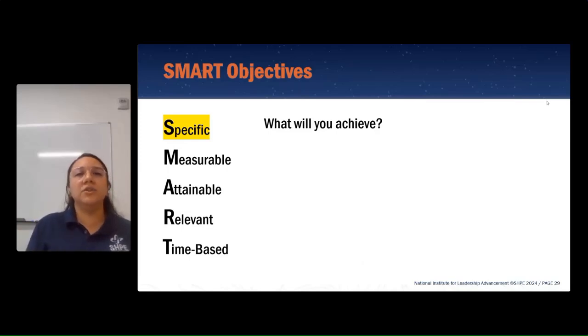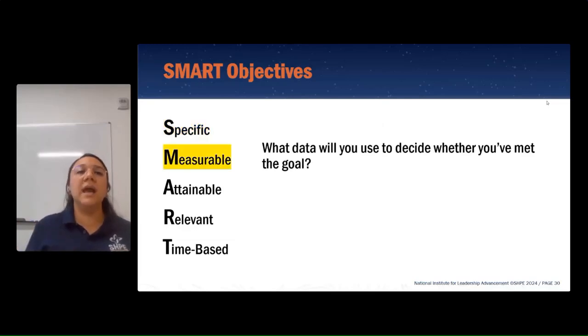What is the outcome you're trying to accomplish? How does this specific objective tie back to your pillars? And then you can move on to M, measurable. What kind of data can you use to decide whether you've met this goal?